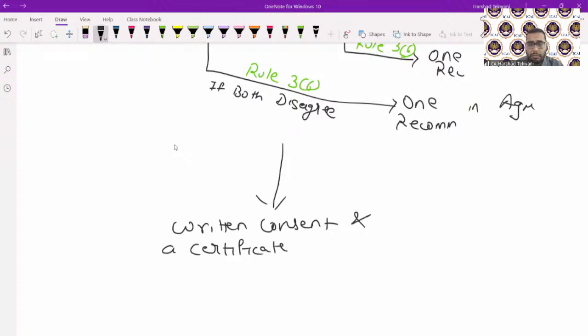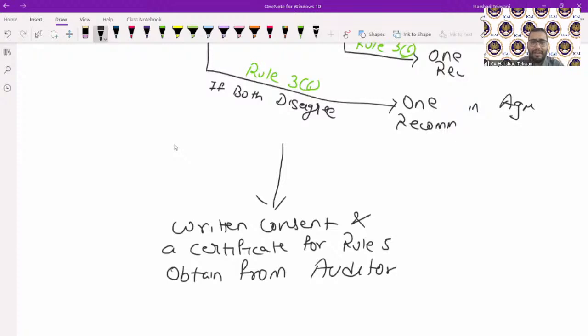A certificate of what? A certificate that if he is appointed, his appointment will be as per the conditions prescribed in rule 5. We are discussing rule 3 as of now. So the certificate for rule 5 will be obtained from the auditor, along with a written consent.